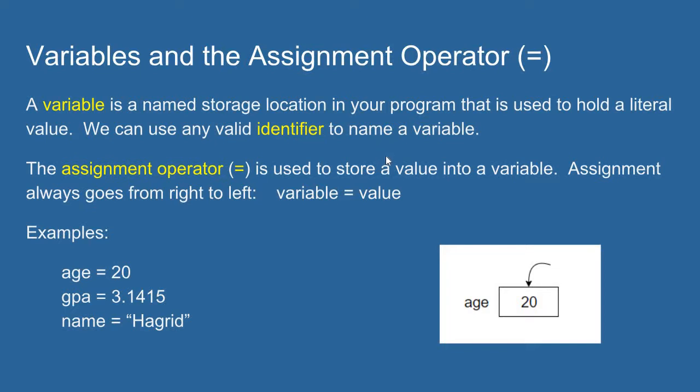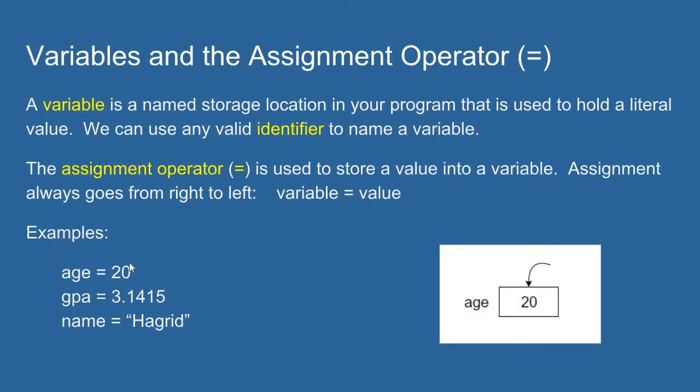To create a variable, we can use any valid identifier name to name the variable. In order to assign a value into the variable, we are going to use the assignment operator, which is a single equal sign. The assignment operator is how we store a value into a variable. Now, assignment always goes from right to left. So the syntax in Python is variable equals some value.